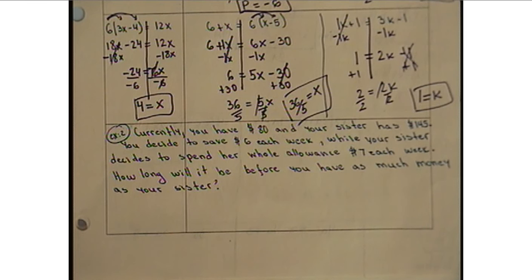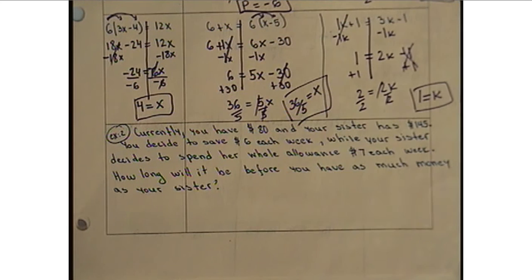Currently you have $80 and your sister has $145. Well, that's maybe not the case you would like, because your sister has much more than you, but that's okay. You decide to save $6 each week, while your sister decides to spend her whole allowance, $7 each week. Well, here's the good case: you're saving money, she's spending. How long will it be before you have as much money as your sister?